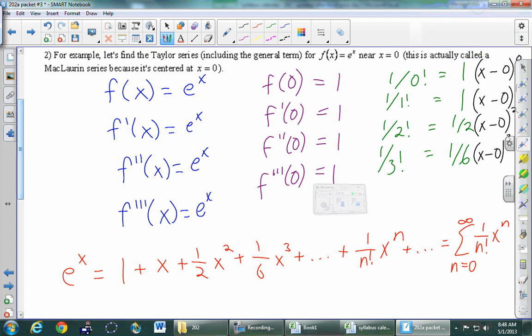What does it say? You gotta get the pattern. This particular question says, find the Taylor series including the general term. So that means go as far as you need to so that you can figure out what this is. Right? And if it's 3 terms, fine. And if you need more, then write some more. But do whatever you need to get that general term.